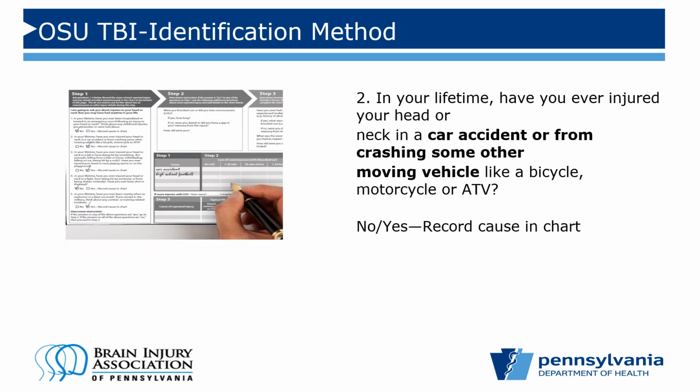The next question in step 1 is about crashes. So here you're asking the individual if across their lifetime they have ever injured their head or their neck in a car accident or from crashing any other kind of moving vehicle. Could be a bicycle, a motorcycle, an ATV, and you can provide this prompting to the individual. And again, you're going to go under step 1 in the center of that form and indicate yes or no under the question, and then write the cause in on the chart.